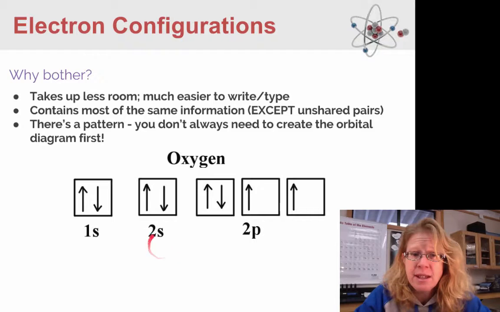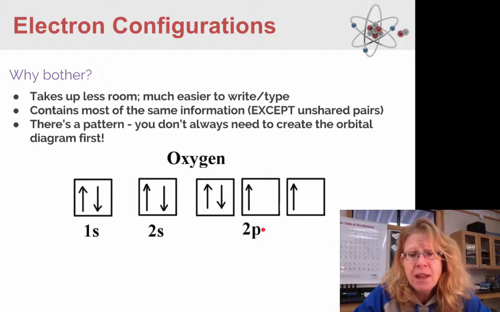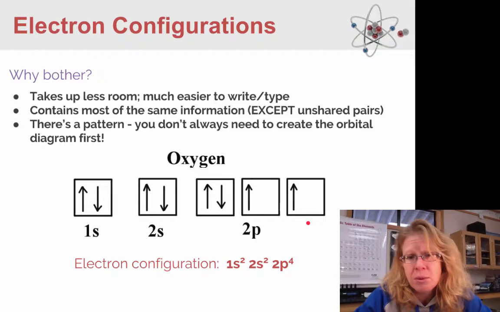Same thing with the 2s. Instead of having arrow, arrow, I'm going to write 2s and then an exponent of 2 again because there's 2 electrons in the 2s. And then for the 2p, I'm going to add all these together and summarize. So I would write 2p, and instead of a 2, I would write the number 4 because there's 4 electrons in there. So this is what it ends up looking like when we're done.